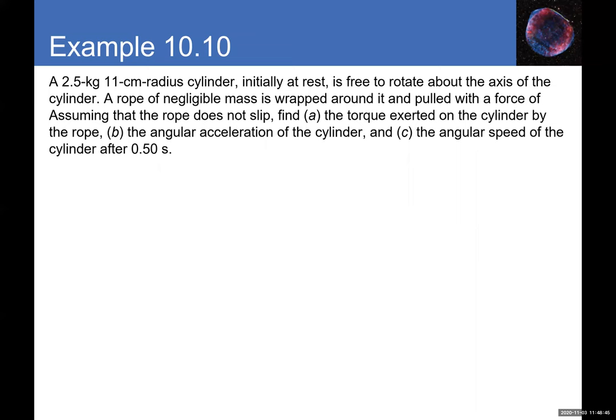All right, let's see what we have here. A 2.5 kilogram, 11 centimeter radius cylinder, initially at rest, is free to rotate about the axis of the cylinder. A rope of negligible mass is wrapped around it and pulled with a force of 17 newtons. Assuming that the rope does not slip, find the net torque exerted on the cylinder by the rope, the angular acceleration of the cylinder, and the angular speed of the cylinder after 0.5 seconds.